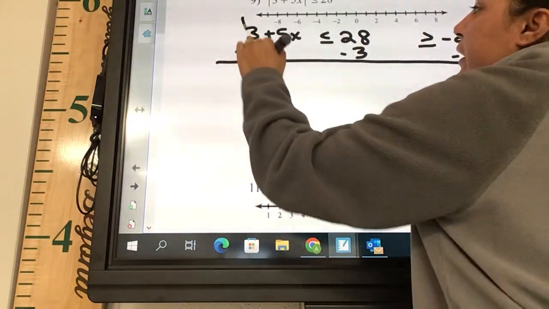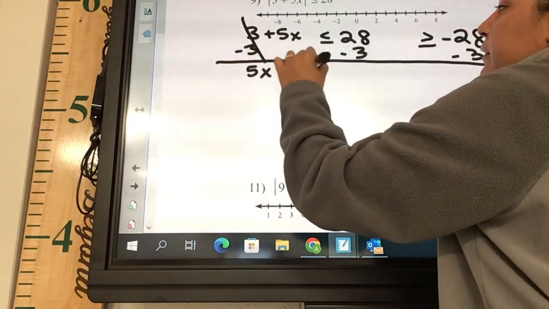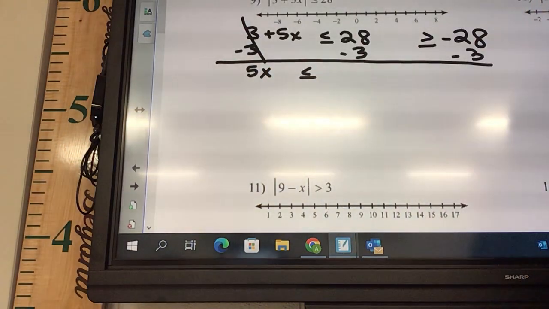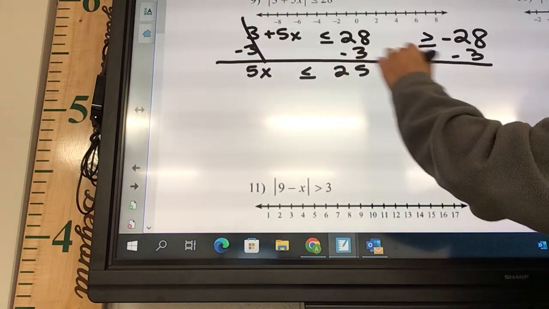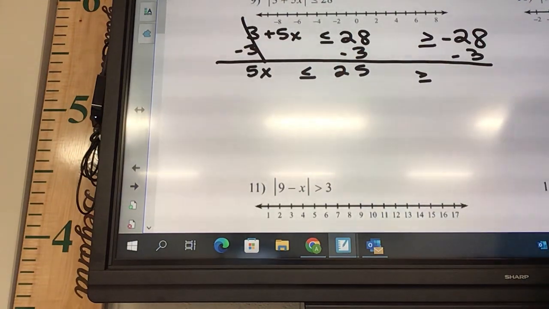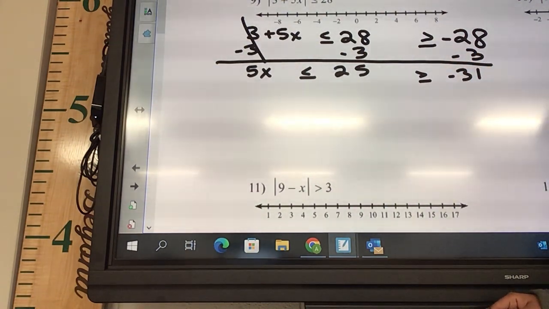It does not have the letter, okay? We always leave the letter part for last. 28 minus 3. It's 25. Negative 28 minus 3. Negative 31. Okay, then what?